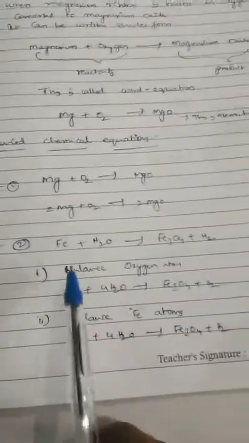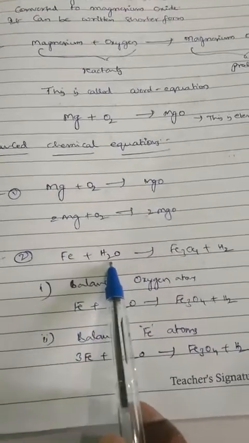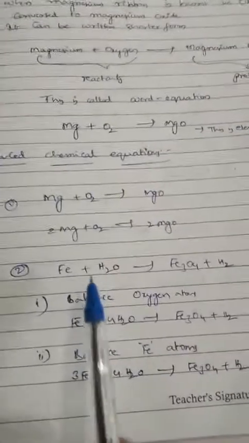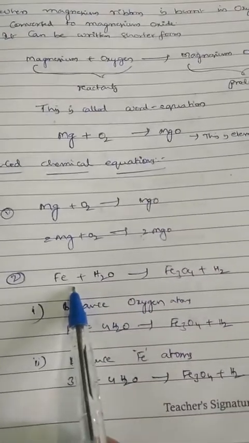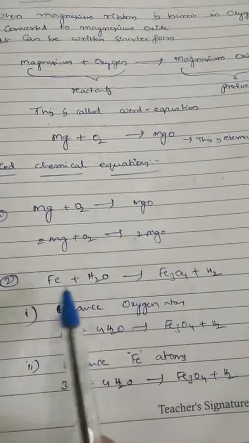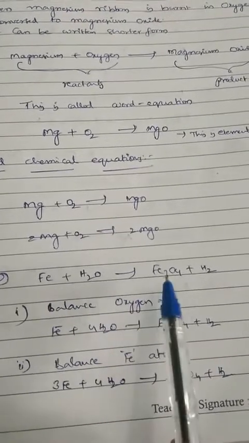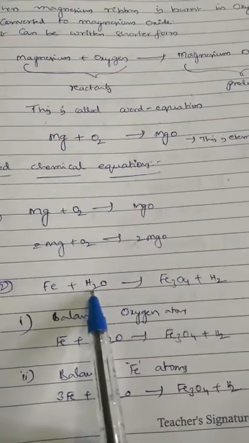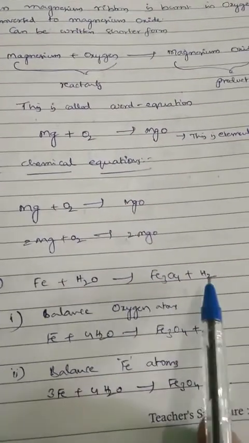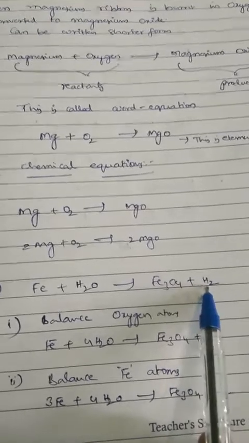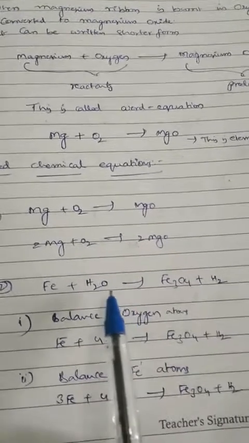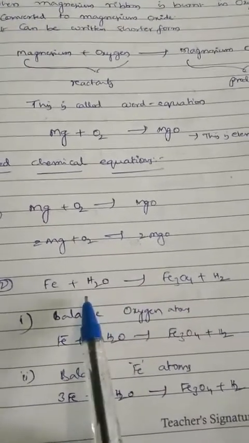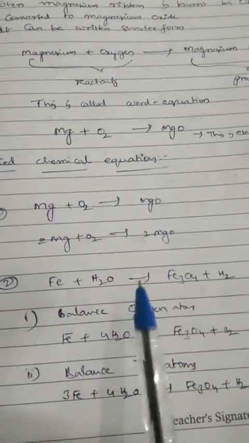Next, one more example. Fe plus H2O gives rise to Fe3O4 plus H2. In this equation, one iron atom is present on the left side and 3 iron atoms on the right side. Next, 2 hydrogen atoms are present on the left side and 2 hydrogen atoms on the right side. 1 oxygen atom is present on the left side and 4 oxygen atoms on the right side. So this equation is also not balanced. We should balance the equation.